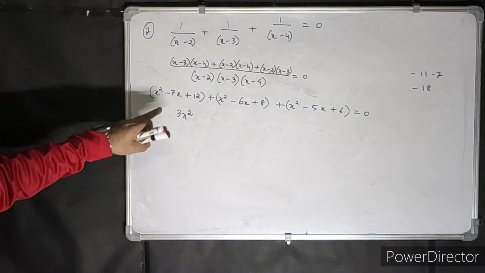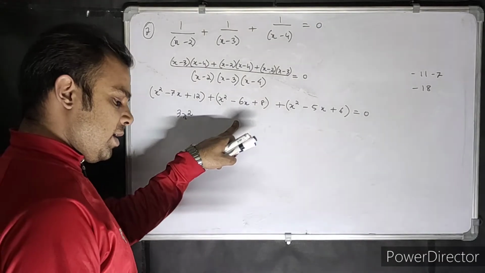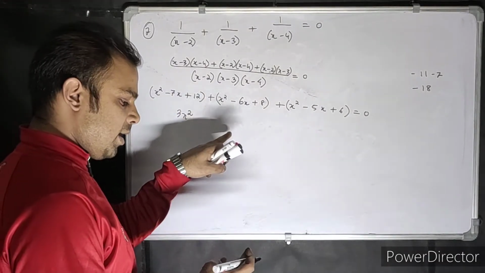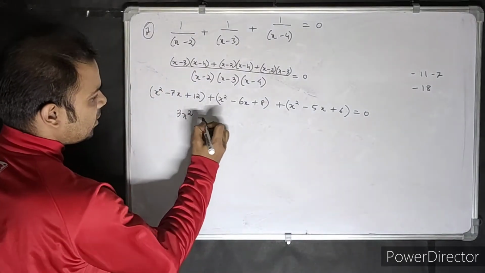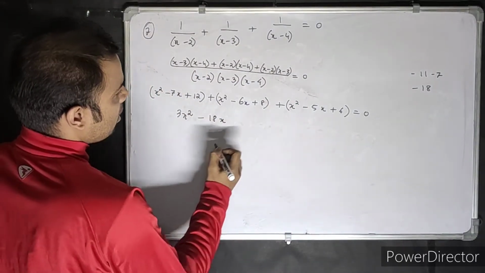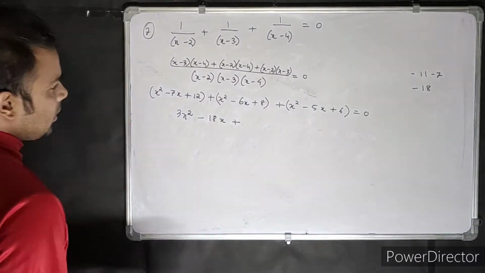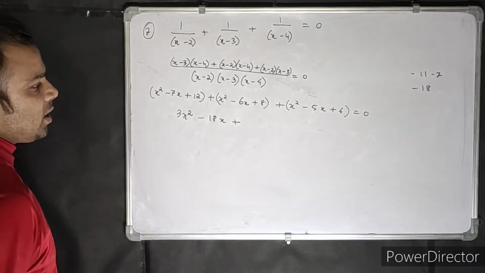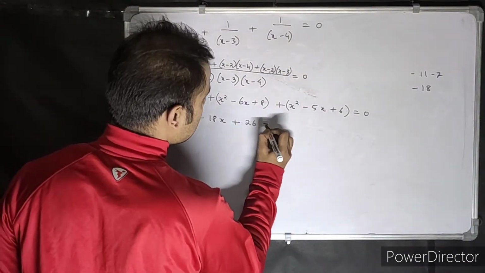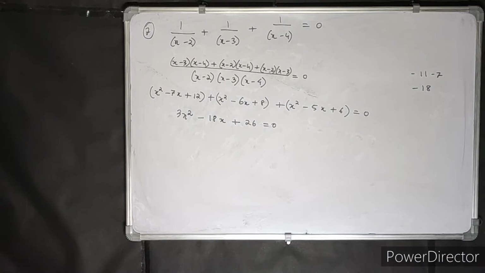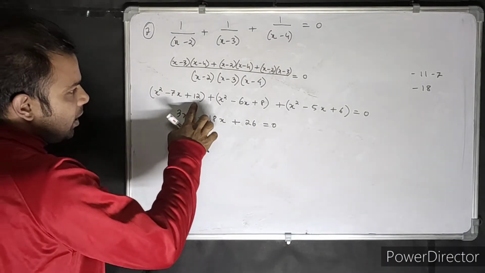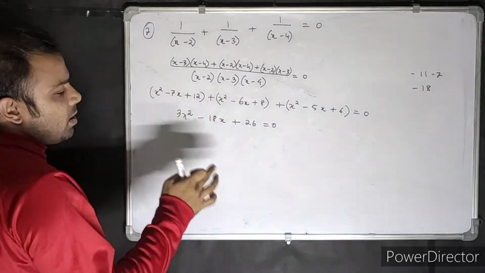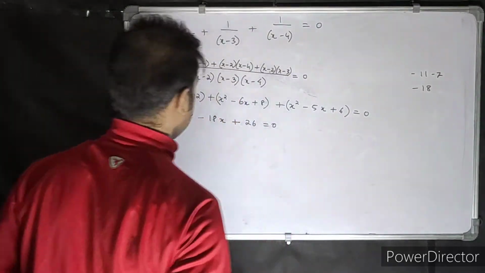Let's calculate once again. 7, 8, 9, 10, 11, 12, 13, 14, 15, 16, 17, 18. So that is just minus 18x plus 12 plus 8, 20 plus 6 is 26, equal to 0. Okay, now check it out. 12, 8, 20 plus 6, 26.